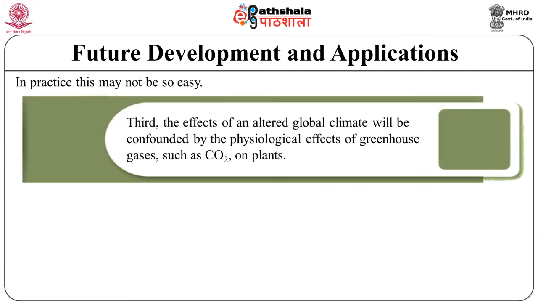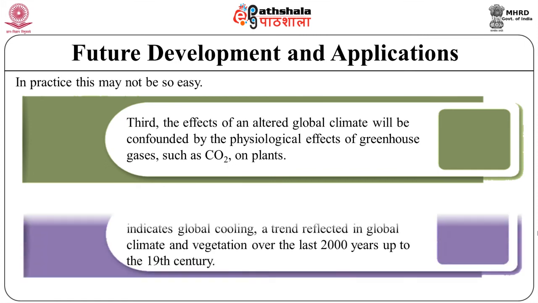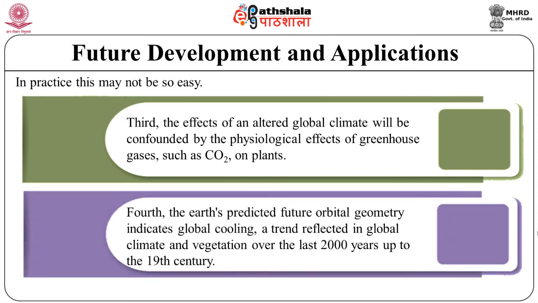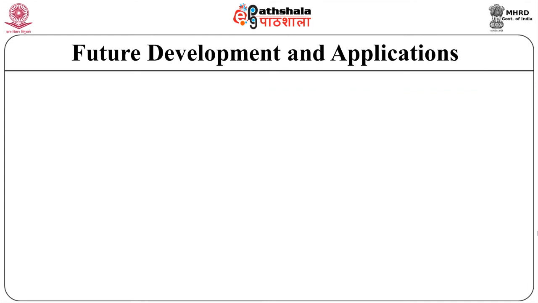Third, the effects of an altered global climate will be confounded by the physiological effects of greenhouse gases such as carbon dioxide on plants. Fourth, the Earth's predicted future orbital geometry indicates global cooling, a trend reflected in global climate and vegetation over the last 2,000 years up to the 19th century.